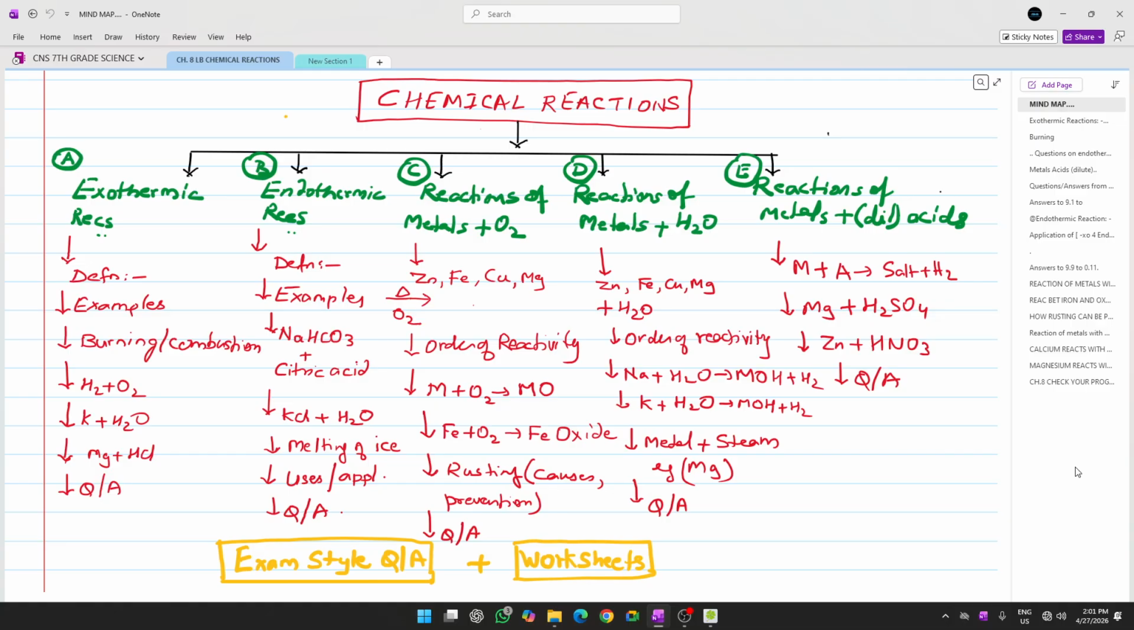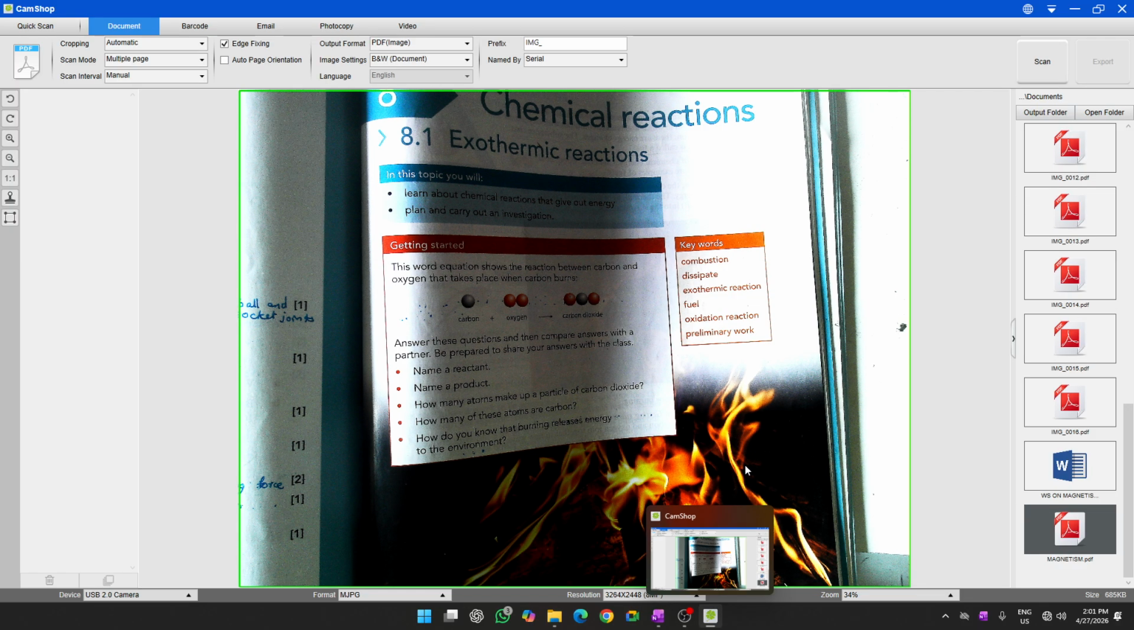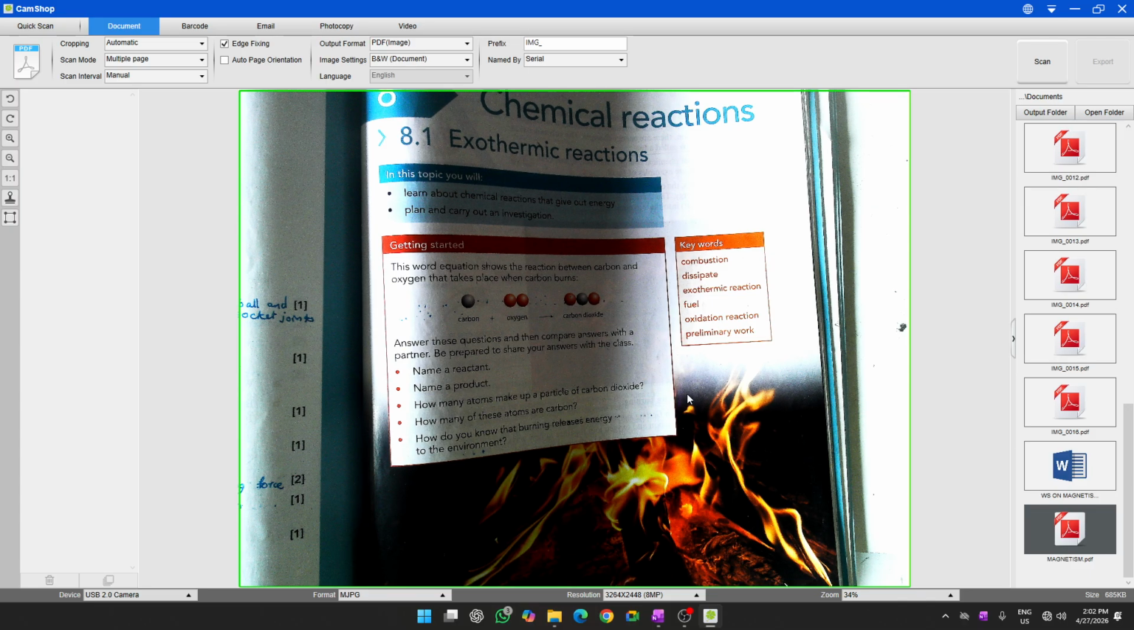And before I start with this, I want to show you from the textbook, this is that chapter that I'm going to start with. So if you have your own textbook, you will see this particular chapter, chapter number 8, chemical reactions. And this is for the seventh grade science students. As you can see, this entire chapter, if you go through it in your textbook, this is just for you to locate in your textbook.